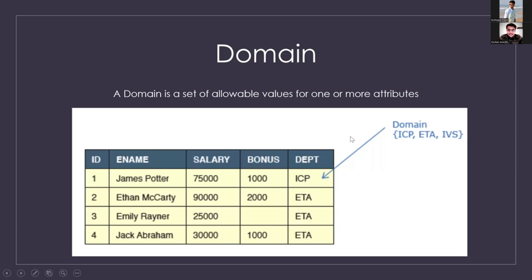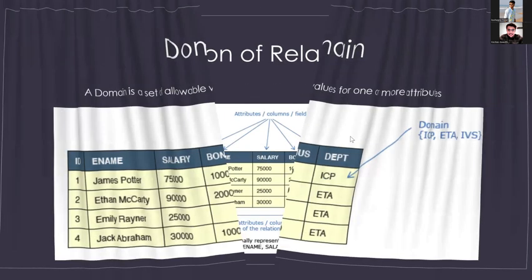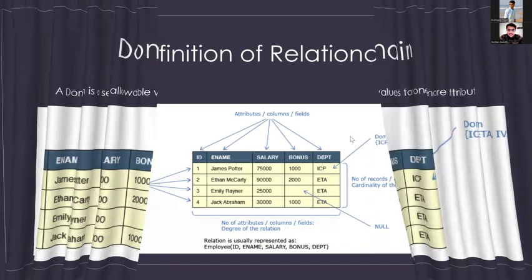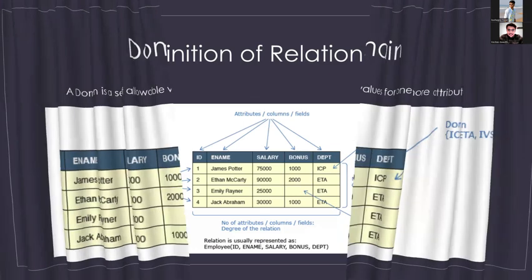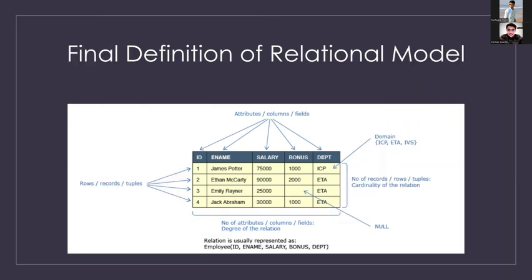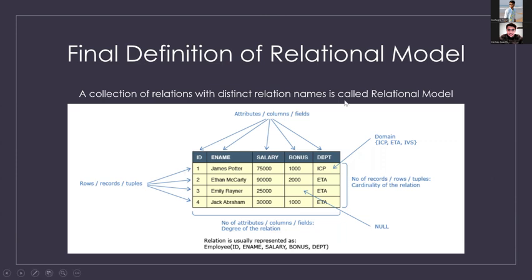Okay. So now next, as we understand what are attributes, what are rows, what is domain, what are records, what is null, when we collectively study all this for a relational table, we call it the final definition of a relational model. So I have added one definition: a collection of relations with distinct relation names is called a relational model.